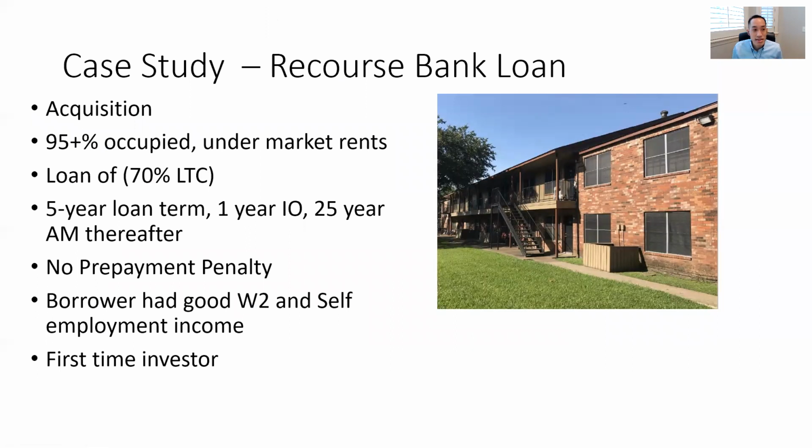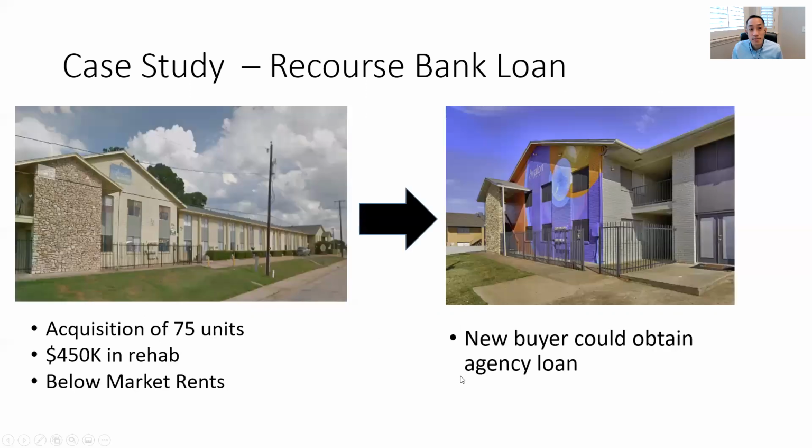I want to show you some examples of recourse bank loans that I've done. This was a deal down in Houston, about 95% occupied, under market rents. It is a 5-year loan term, 1-year IO, 25-year AM. It was a first-time investor, so they wanted to get a deal done. And then, I think a couple of years after they did the recourse bank loan, they were able to sell it, and they essentially had no prepayment penalty.